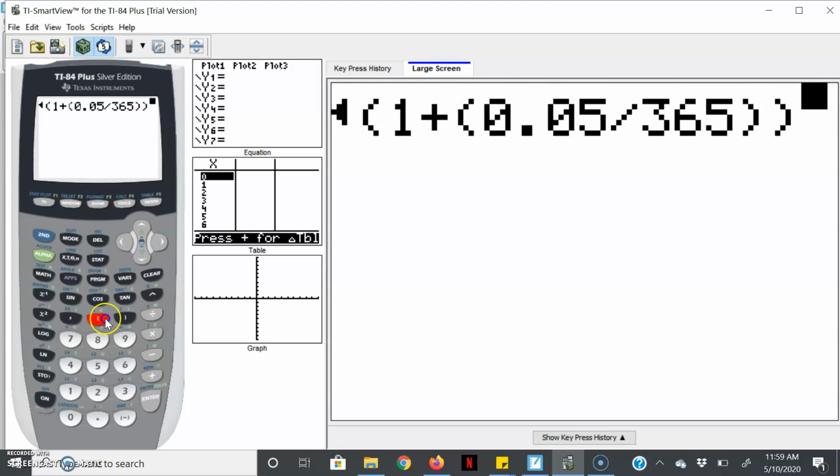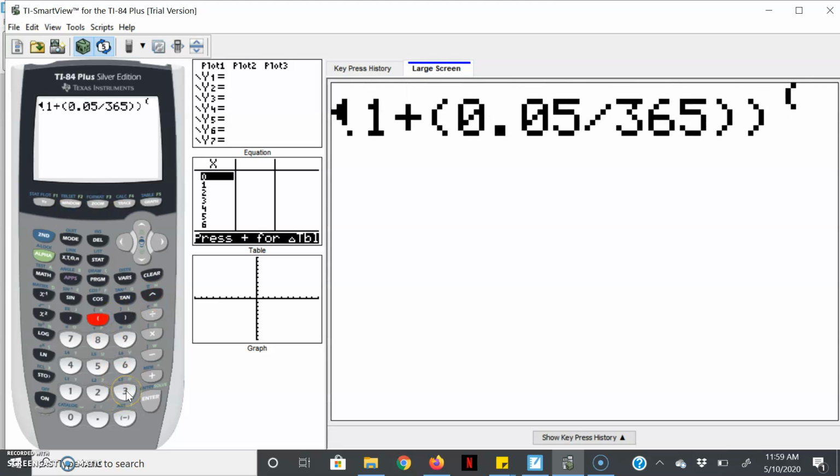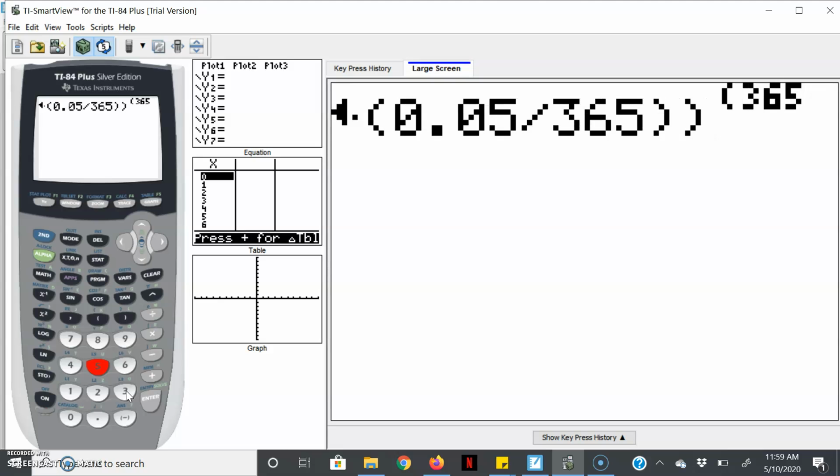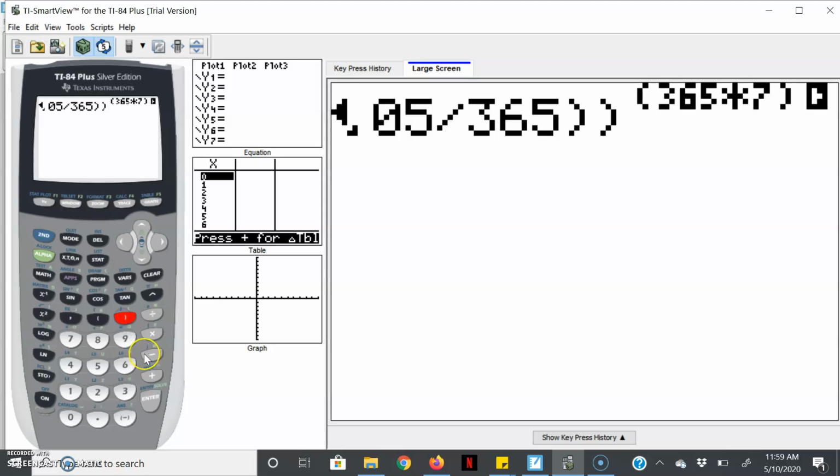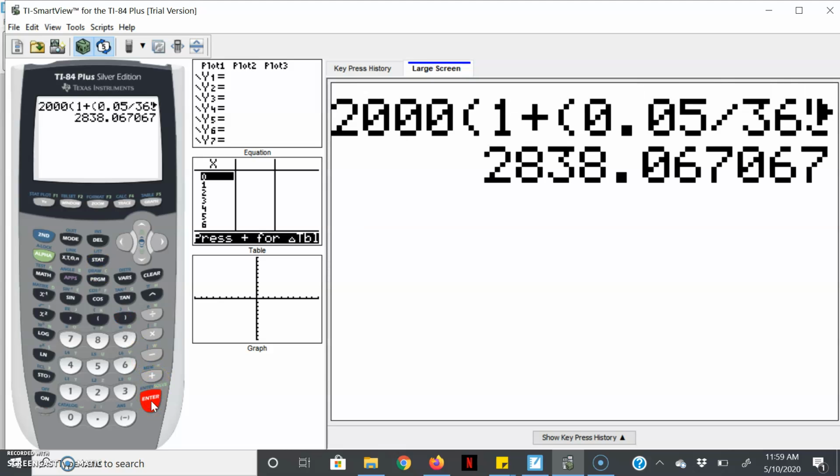raise it to parenthesis 365 times 7. Close that parenthesis. So there's a lot of parentheses. Please make sure you're keeping track. Press enter. And because we are dealing with money, we have to round to the nearest cents, so 2 decimal places.